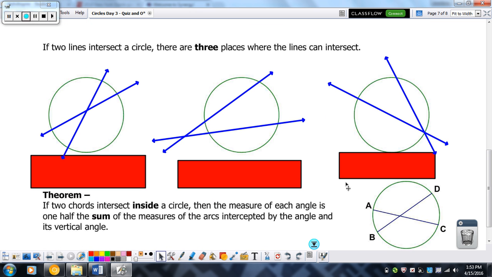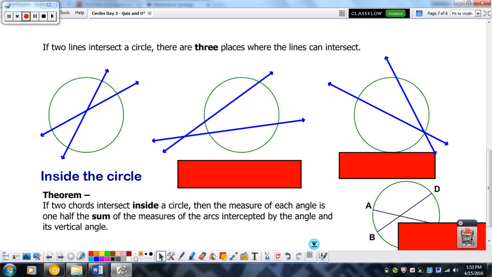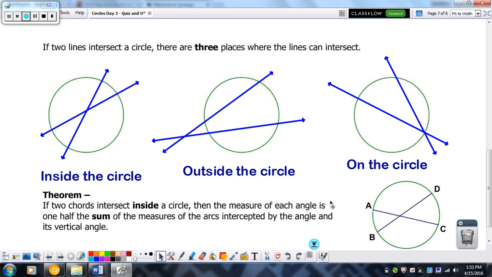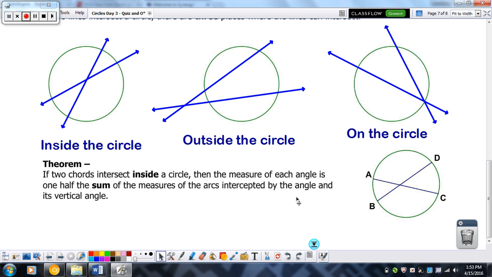This next statement is fairly obvious, but we just want to point it out. If two lines intersect a circle, there are 3 places where the lines can intersect. Number 1, they can intersect inside the circle. Second, they can intersect outside the circle. And last but not least, they can intersect on the circle. So, we're going to look at how to figure out angle measurements in a couple of these situations right now. We've already dealt with if they intersect on the circle. That's the inscribed angles that we talked about last class.